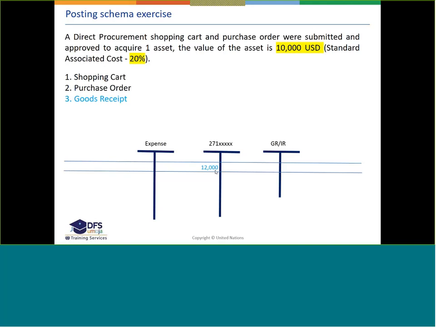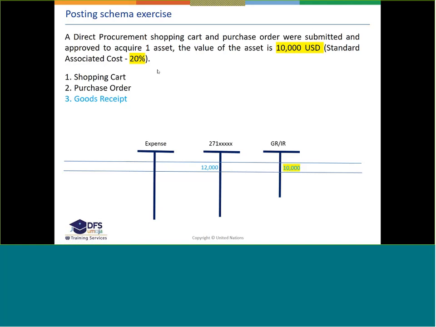All right, Salvatore. Hold on. Someone is asking, how much shall we credit GRIR? The price of the asset is $10,000. If we credit GRIR with 12,000, then we are going to pay 12,000. The 20% is standard associated cost, but the vendor is only getting 10,000. This is the same concept we reviewed for inventory. So the posting to GRIR will be 10,000.